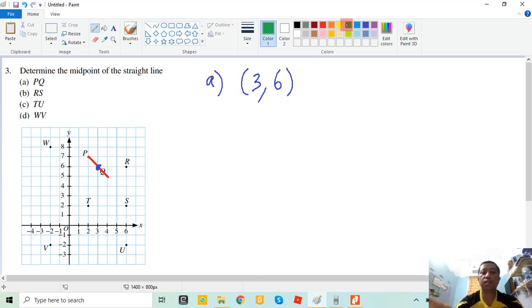Okay, next we go to question B. RS. So RS, let me use this one. Okay, I draw the line R to S. So this is the straight line, RS. Okay. So how many boxes is this one? 1. Oh, sorry.